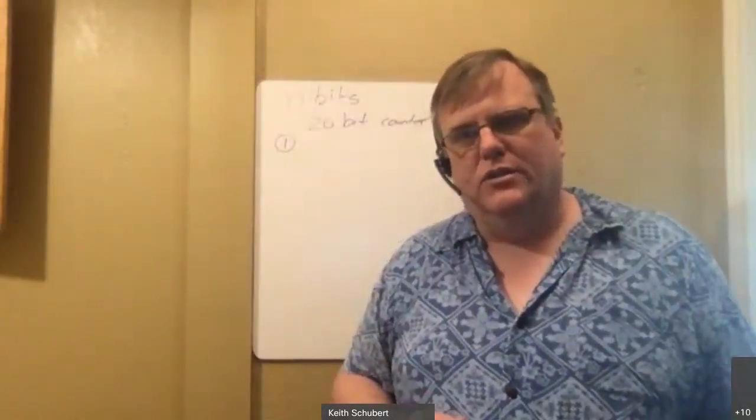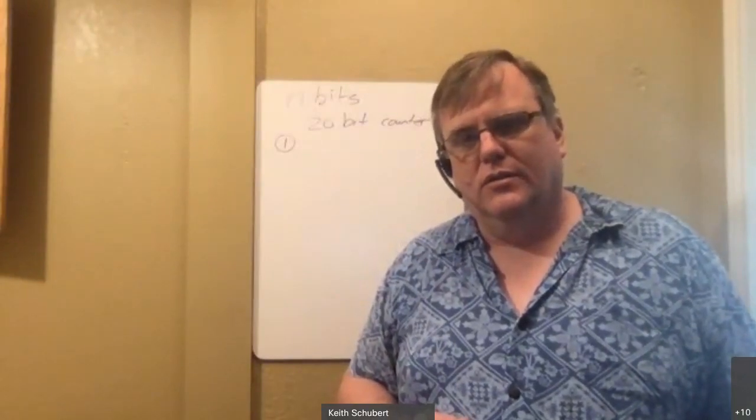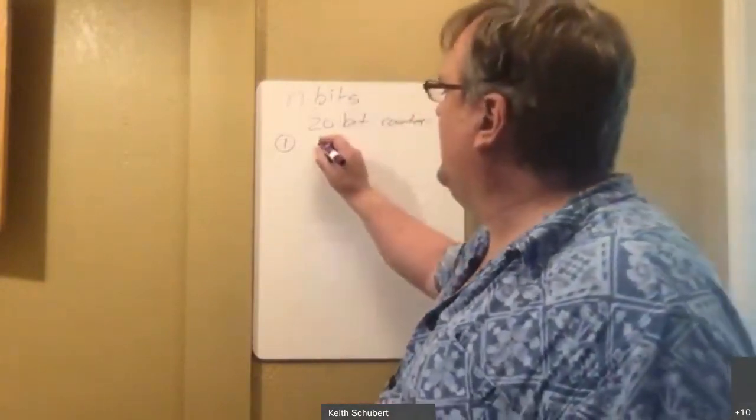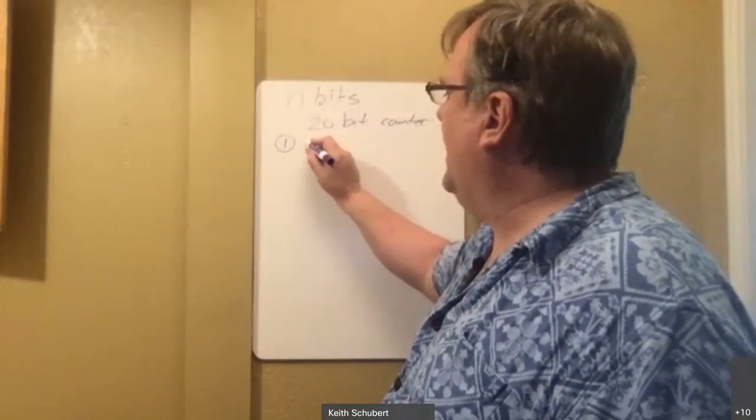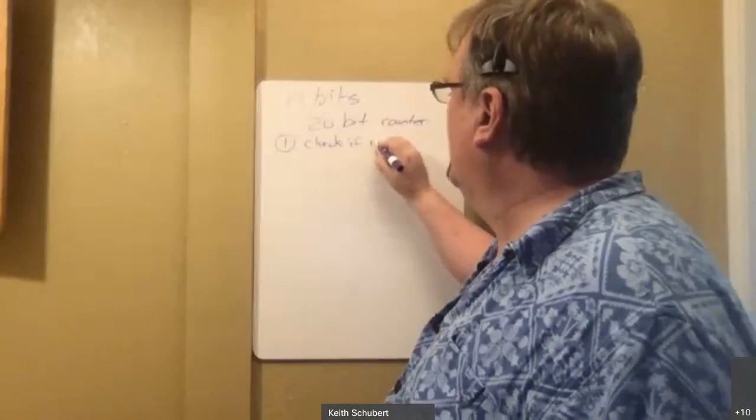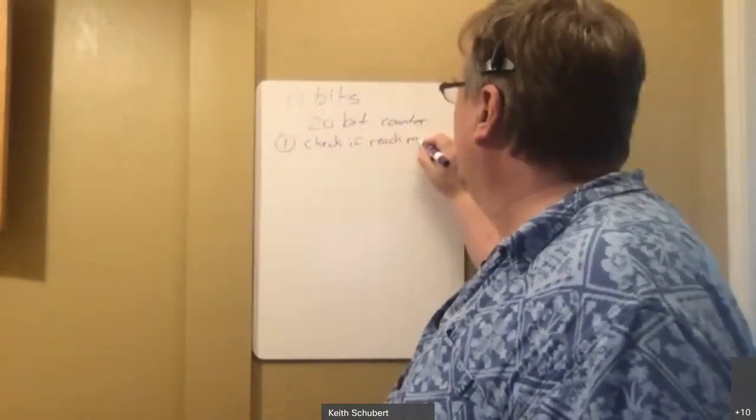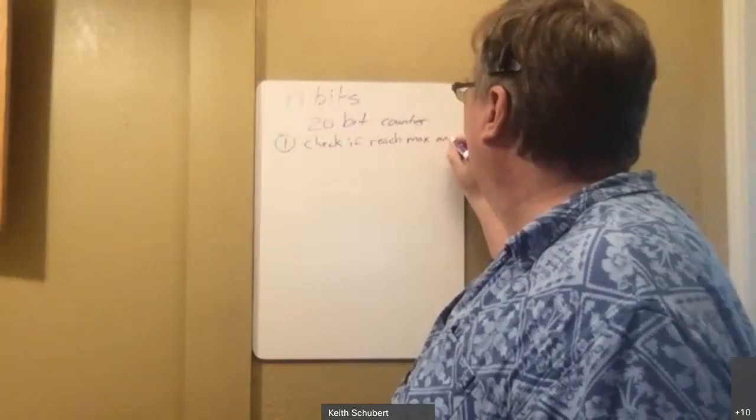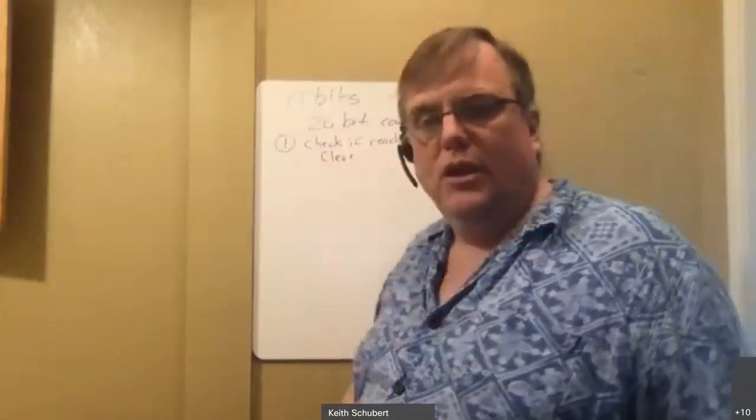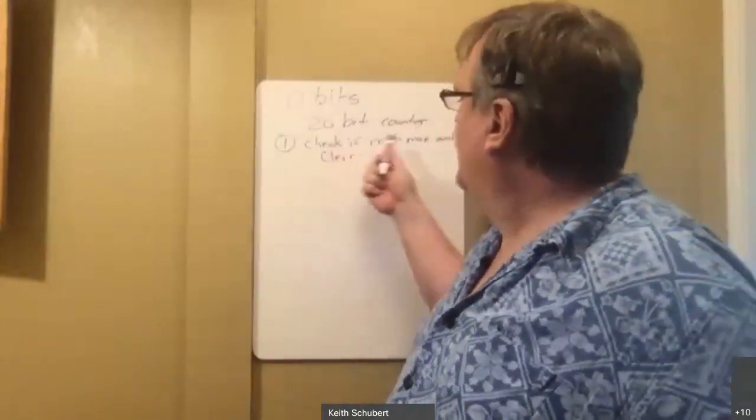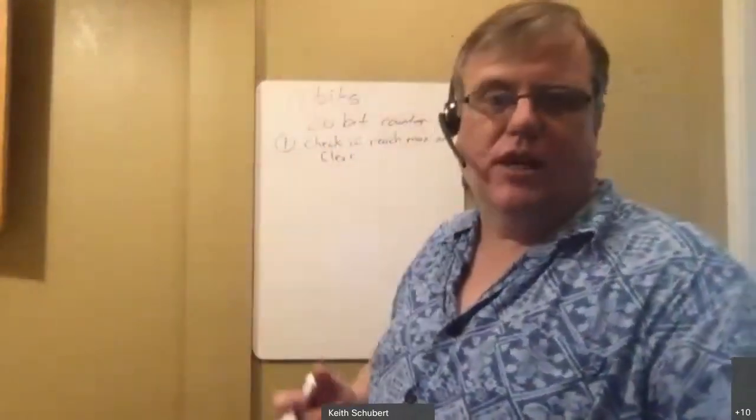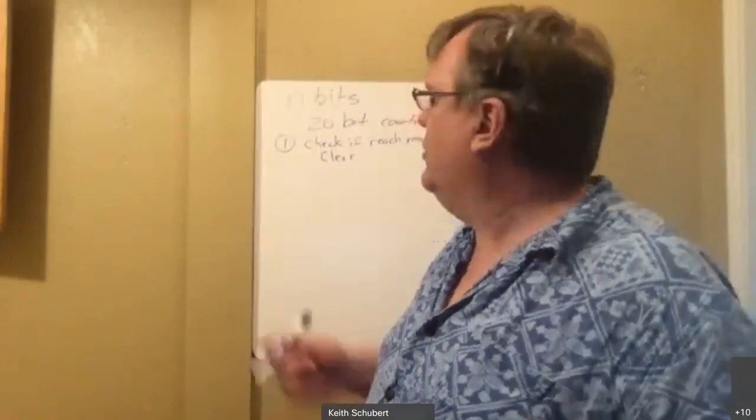Anybody have any ideas? Set them to null. Yeah, that's a good idea, right? So I could check if I reach my max and then set it to 0, and set to null, or I'll just say clear it. Right? So I could check if I've actually hit the maximum number and clear it that same cycle. That would be one way I could do it.